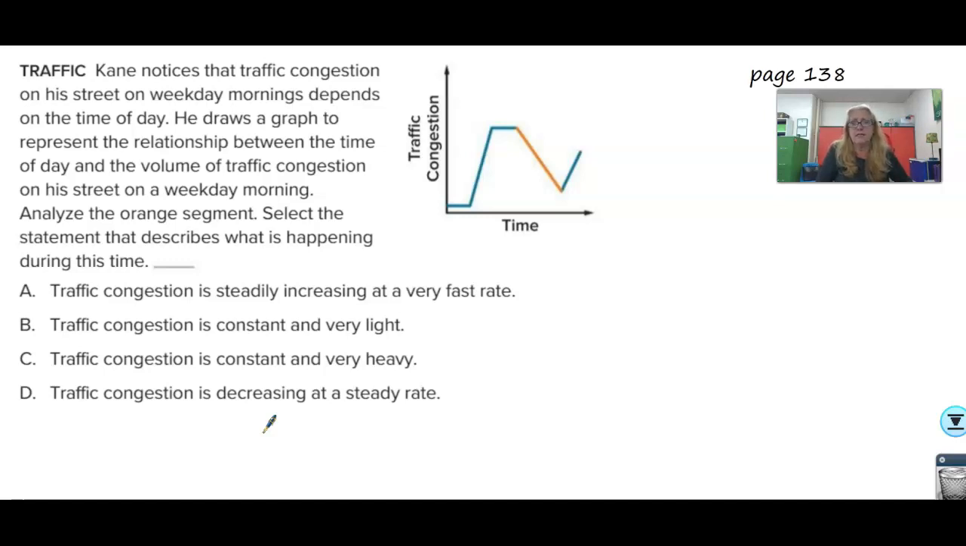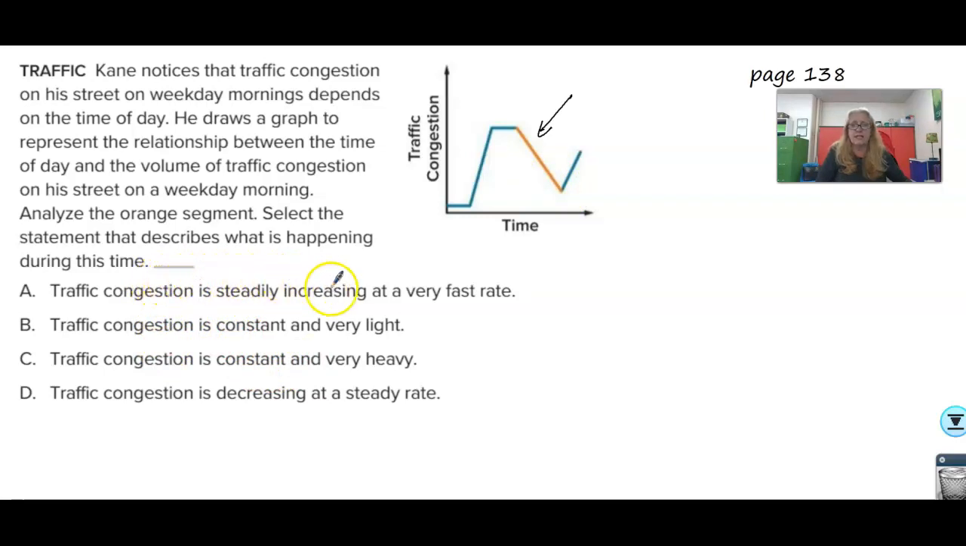Analyze the orange segment. Select the statement that describes what is happening during this time. Okay, so this is the orange segment they're talking about. All right. Traffic congestion is this variable, and this is time. And it looks like traffic congestion is decreasing here. Okay, so which one of these is decreasing?